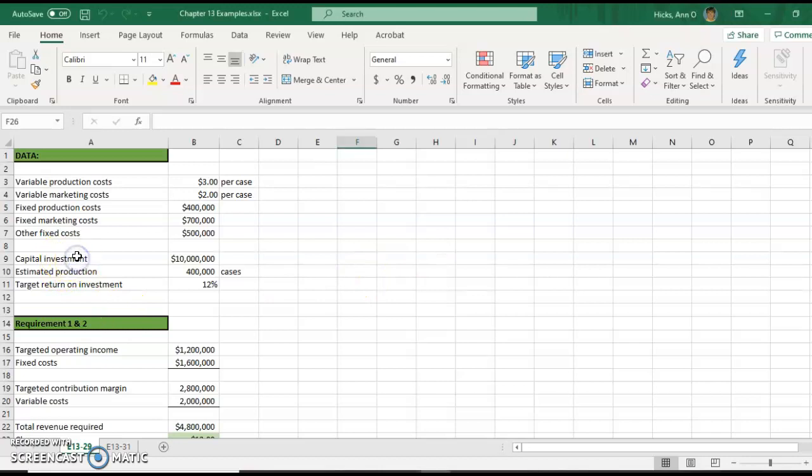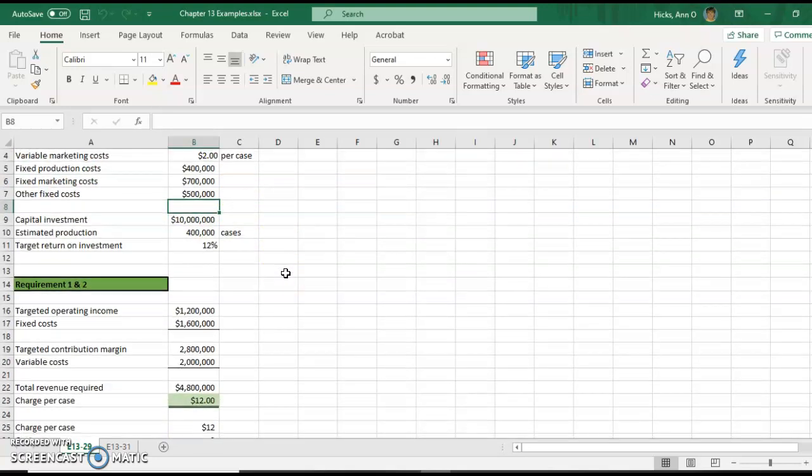So you see, I've included that information in the data. Now, additional data. The variable production costs are $3 per case, and the variable marketing costs are $2 per case. We have fixed costs for production, marketing, and other that are identified. So all of that is the data they gave us.